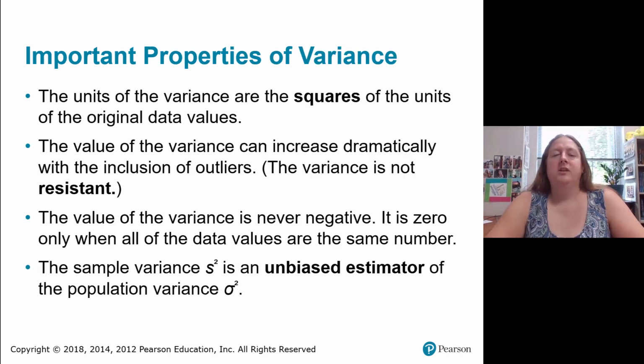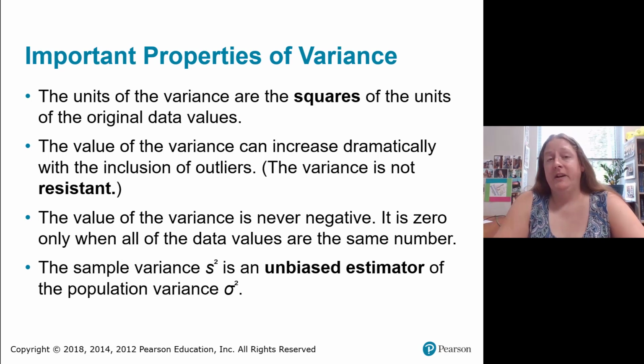So the variance, things that you need to know. The units, when we have variance, are the squares of the units of the original data values. Since the standard deviation was in the original units and the variance is the square of the standard deviation, that's likely not surprising. Also, the values of the variance can increase dramatically if we have really extreme high or low values, just like the standard deviation can. So again, it's not resistant, just like the standard deviation is not resistant.